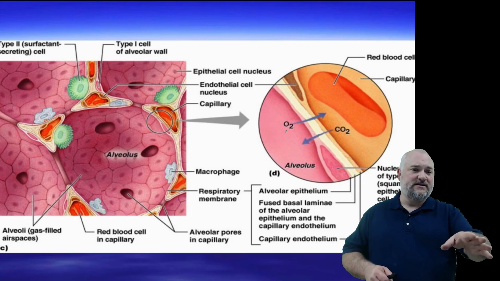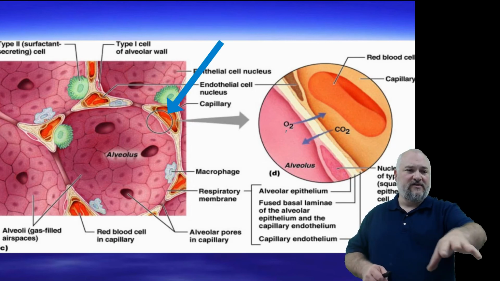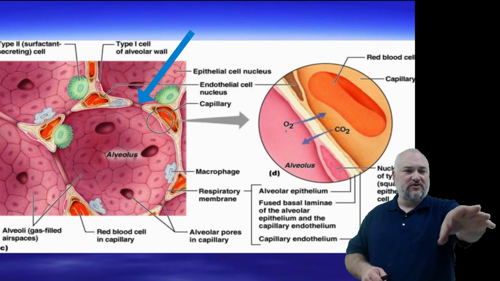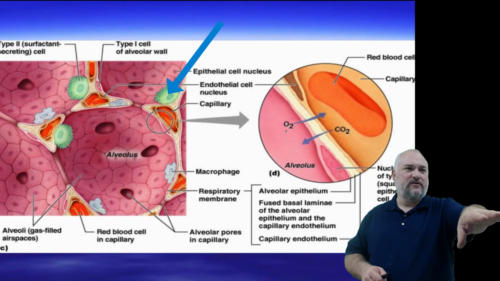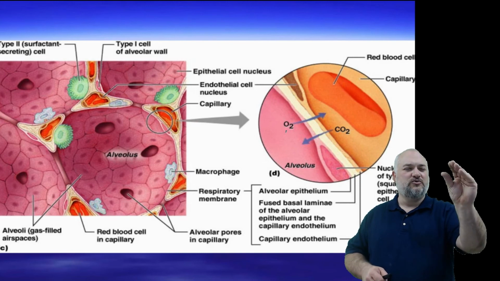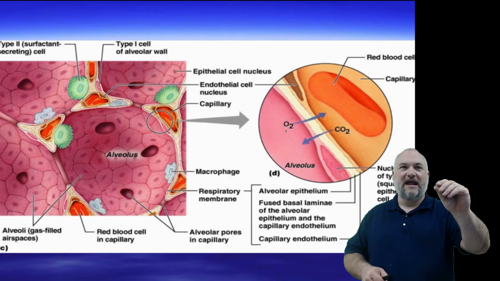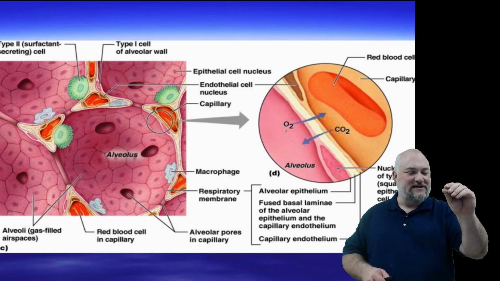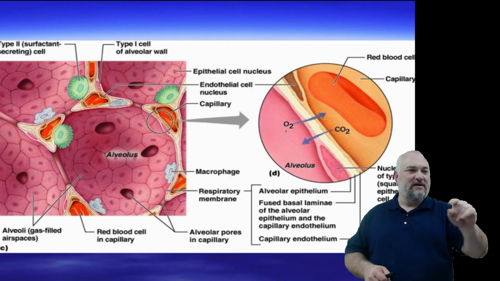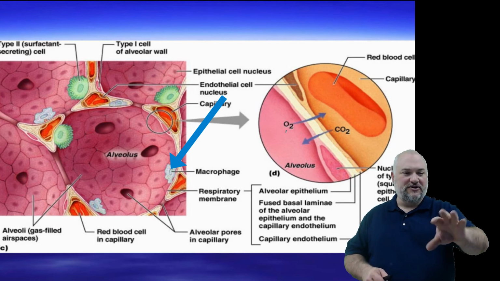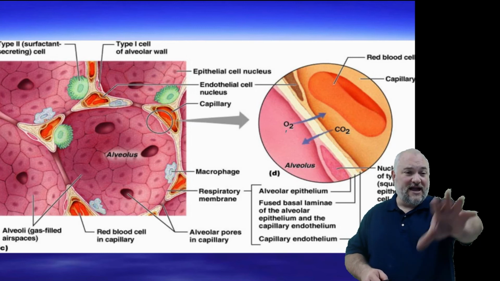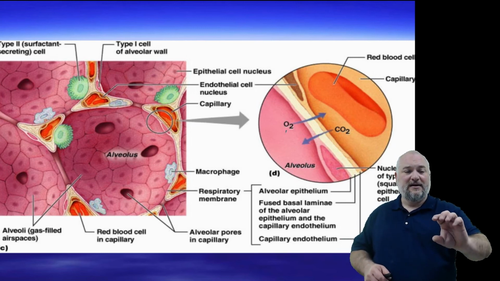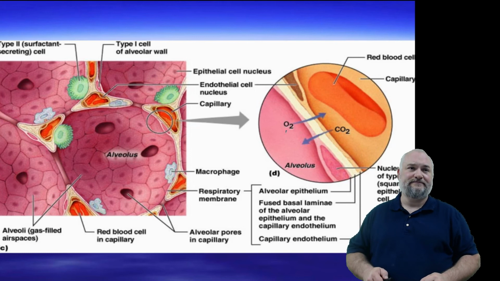On the left, we can see where those capillaries are networked all the way around. We can see the pores between the different alveoli. We can see some surfactant cells that help if the lungs were to collapse. It's an anti-stick formula, basically, so the lungs can open up again. And we can see some white blood cells, macrophages, to get rid of anything that gets in there that's not supposed to be in there. But we have a lot of surface area where blood and air can come into close contact.